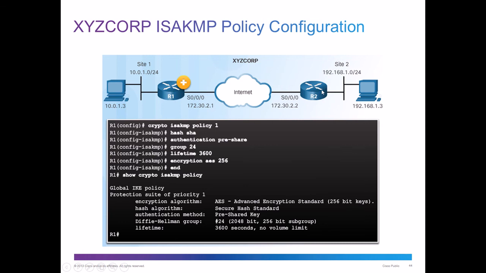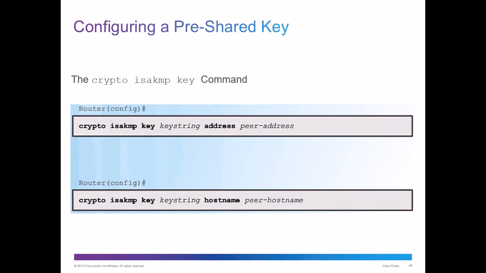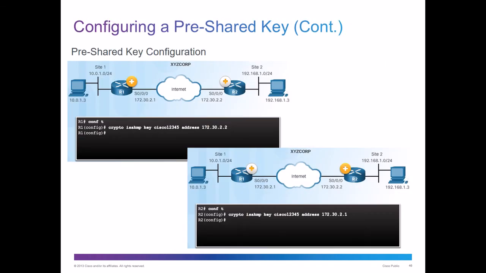And it's best to go to R2 and type exactly the same thing. So when the routers exchange these policies, the tunnel is set. Okay? And then your second step, make sure you write that down. Those are the ISAKMP key addresses that you want to set up, configuring the pre-shared key.